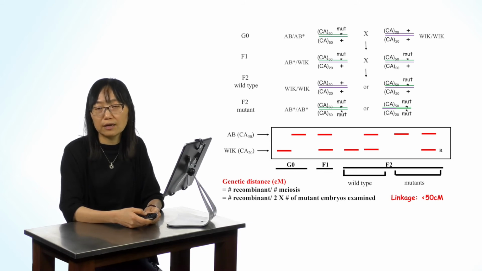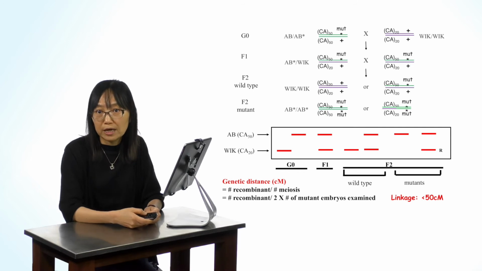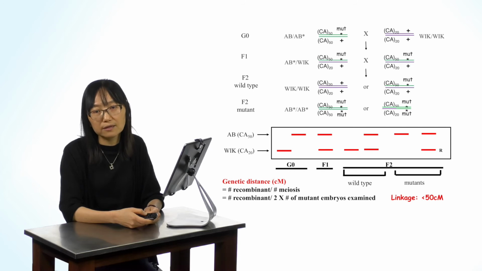If the mutation and the microsatellite marker are on different chromosomes, they will segregate independently, so the calculated recombination frequency will be about 50%. For those markers that are linked to the mutation, the recombination frequency will be below 50%. The closer they are, the fewer recombination events you will detect.